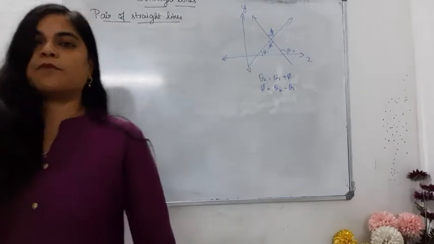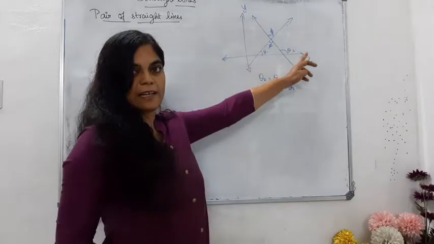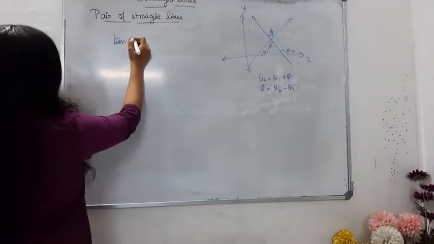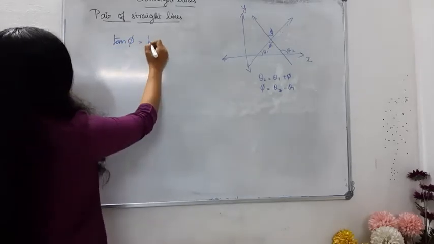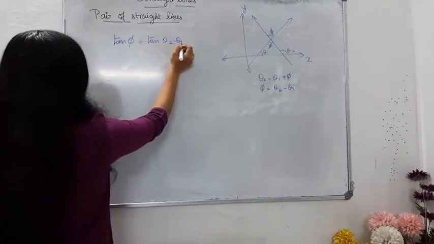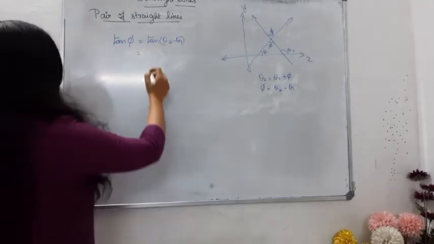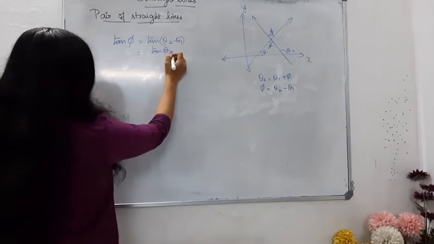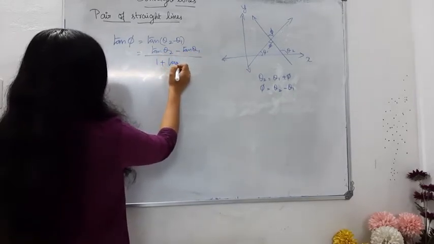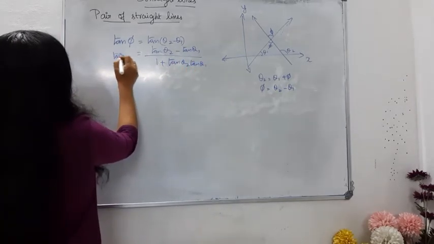Okay. Suppose we want to find the angle between the two straight lines which are intersecting, then we can find tan phi, tangent of phi. What is tan phi? Tan of, what is phi here? Theta 2 minus theta 1. Okay. So what is tan A minus B? Tan A minus B is tan A minus tan B by 1 plus tan A tan B. Okay. This is tan phi.